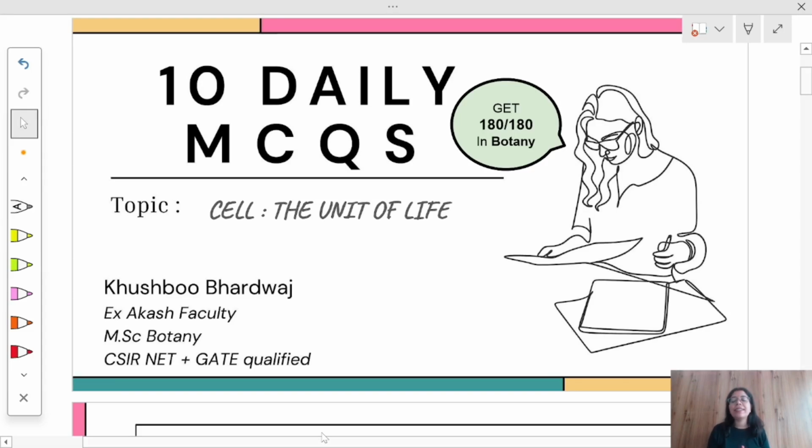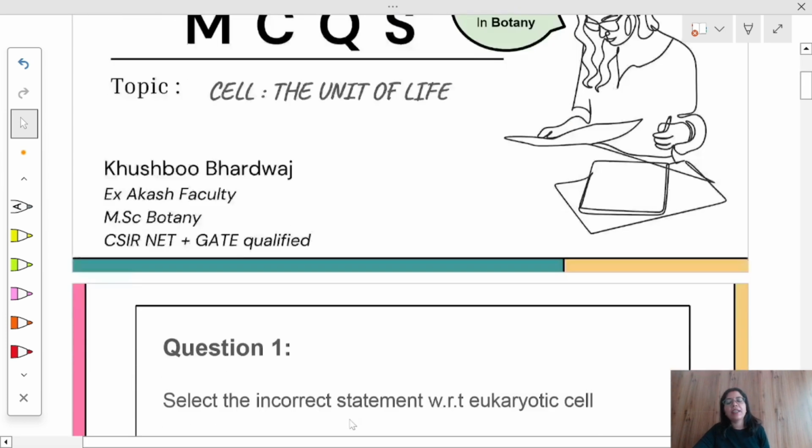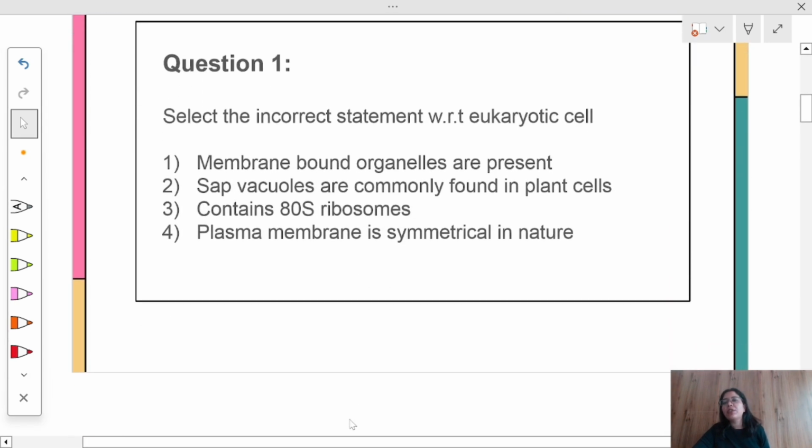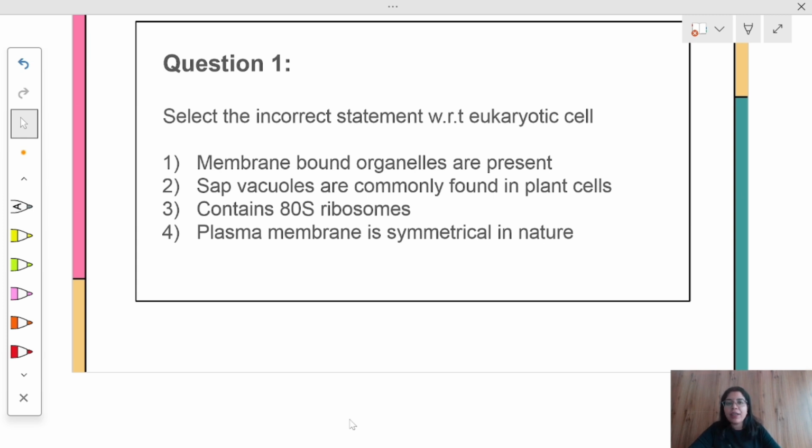We are going to practice 10 questions on the chapter Cell the Root of Life, and the topics are mostly eukaryotic cell and some of the cell organelles which are there in eukaryotic cell. Okay, let's begin. The first question you can see on the screen is: select the incorrect statement with respect to eukaryotic cell. 4 statements are given. You have to find the wrong statement as far as eukaryotic cell is concerned.